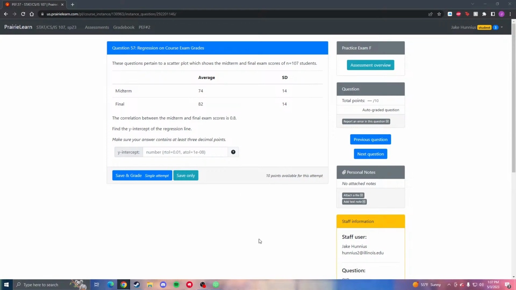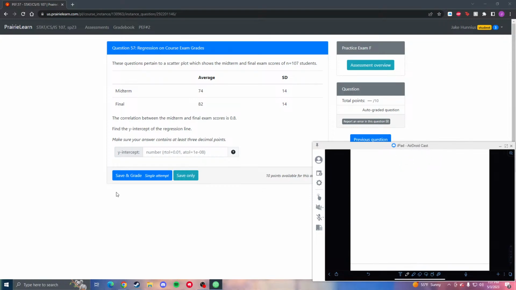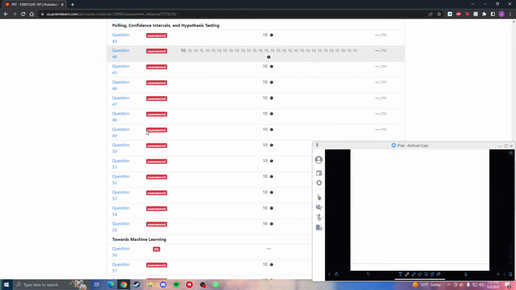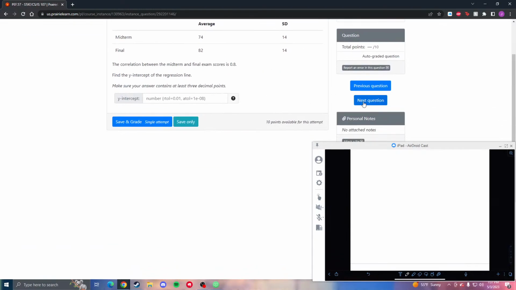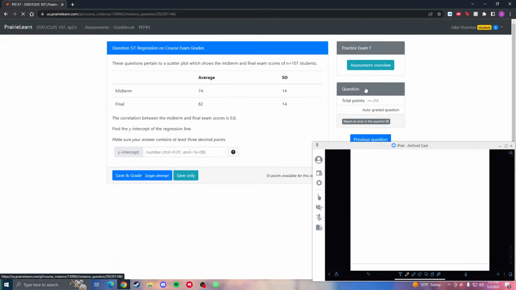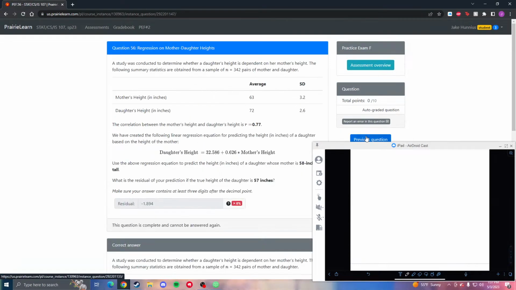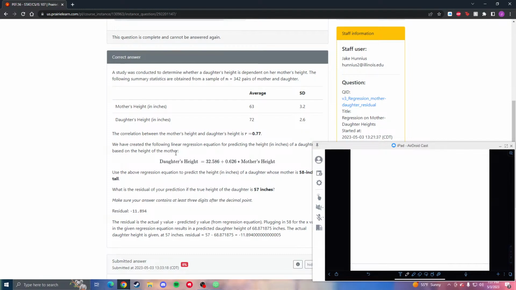All right, while we try and get that one question figured out in the chat, I'm not sure which question that is. Regression on mother-daughter heights. Okay, let's see if I have it. Is it asking for the... is it this question right here? Except instead of asking for the residual, it's asking for something else.